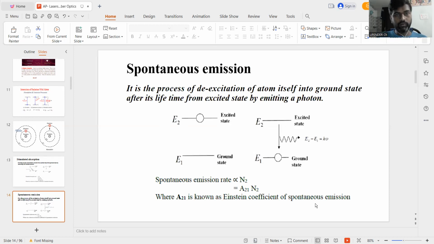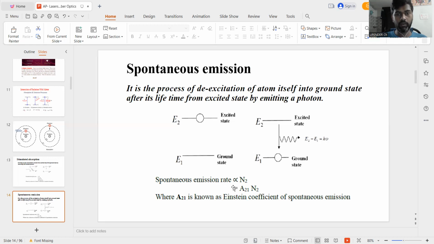Next, spontaneous emission process. It is the process of de-excitation of atom itself into the ground state after its lifetime from the excited state by emitting the photon. Okay, this is a process by itself. The atom is coming back to the ground state after 10 to the minus 9, after 1 nanosecond, it is coming back to the ground state by itself. We are not giving any external stimulation to the excited atom. By itself, the atom is coming back to the ground state. This is called a spontaneous emission process.